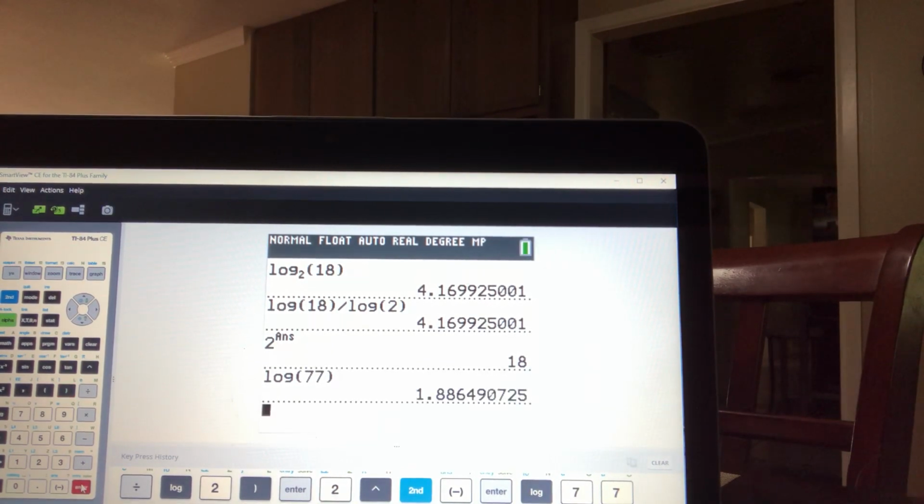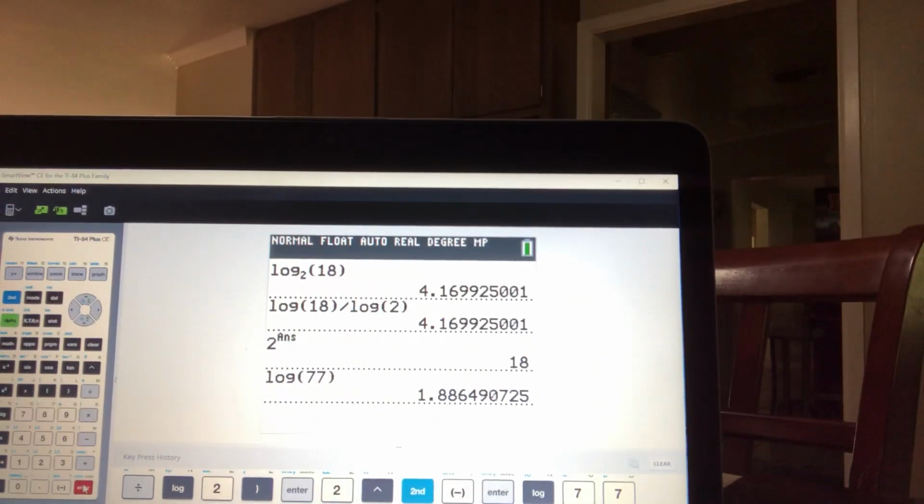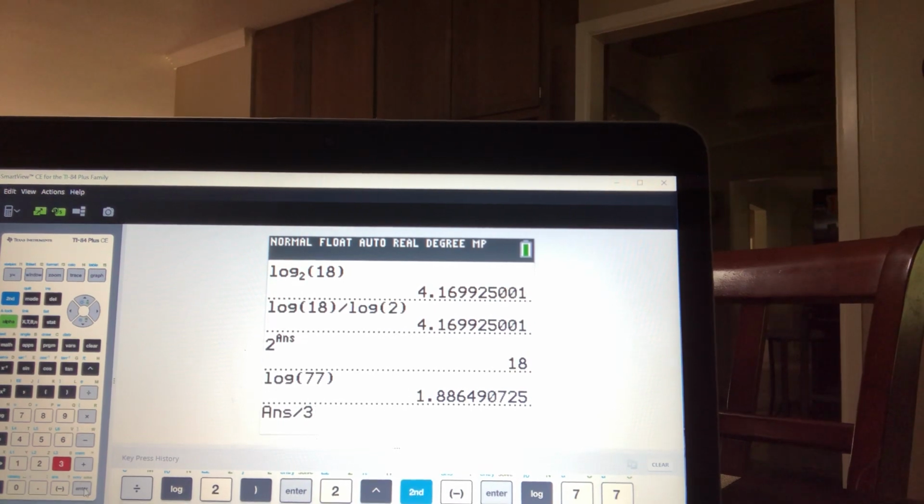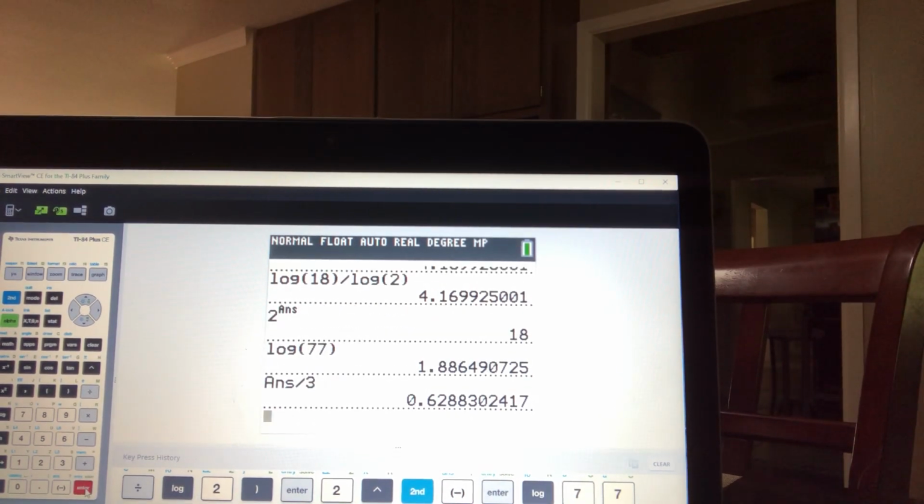Now there is one last thing that I forgot. The exponent was not just an x, it was a 3x. So think of this number being equal to 3x. So you would need to divide that answer by 3 to get x. Sorry about that, I forgot that. So our answer divided by 3 will be this. So if you were to round this to the thousandths place, that would be 0.629.